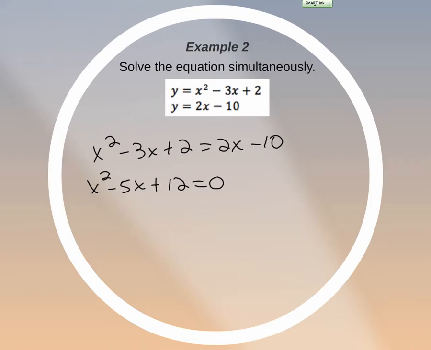Just like I said before, now you get to choose if you want to factor, complete the square, or use the quadratic formula. However, we don't have any factors of 12 that are going to combine to equal negative 5, so factoring is actually out of the picture. So if you really do love factoring, you have to be able to recognize when you can't use it. So we can either complete the square or use the quadratic formula. What do you guys want to do?